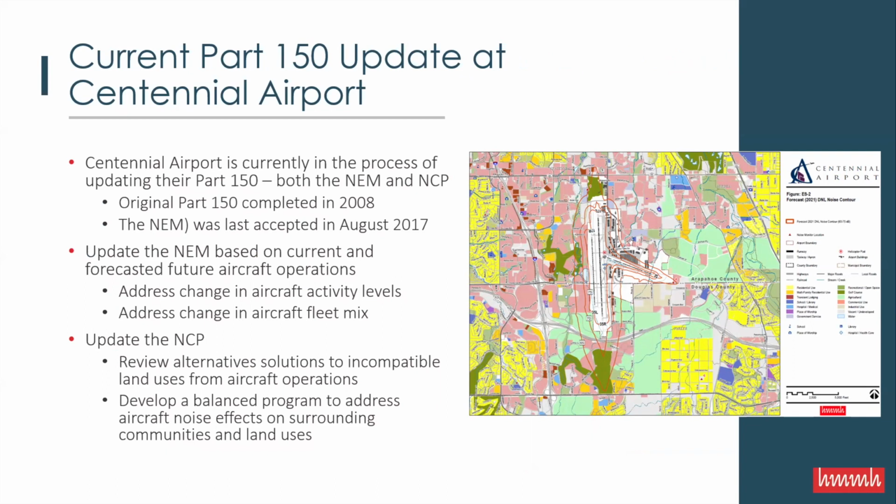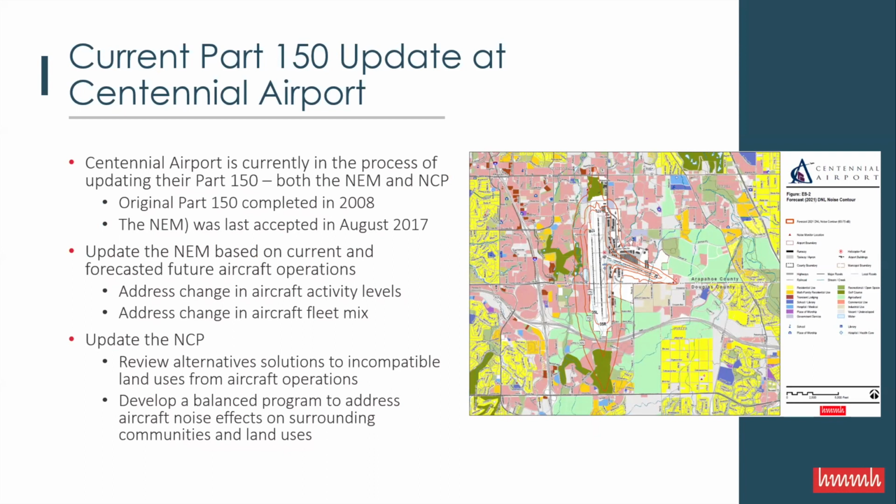Now a little bit about Centennial Airport. They are currently updating their Part 150 at this time. And they're actually updating both the NEM, which they last updated back in 2017, which is shown here in that map where their 65 DNL resides and the land uses around it. But the original Part 150 was completed back in 2008 and that included the noise compatibility program, and that has not been updated since 2008. And so they're updating the NEM based on current and forecast operations.